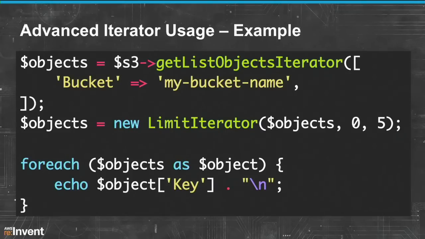So this is our list objects example again, except this time I'm decorating the iterator returned by the SDK with a limit iterator, which is part of the SPL library. And when I foreach over that decorated iterator, it does the same exact thing, except we've told it with our limit iterator that we only want 5. So you can work with the SDK iterators alongside the iterators provided by PHP very easily.